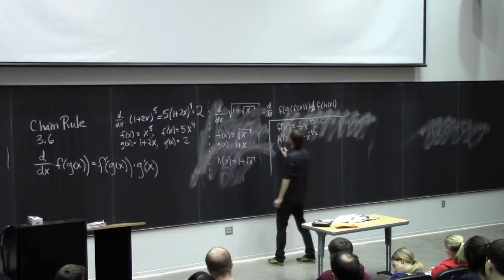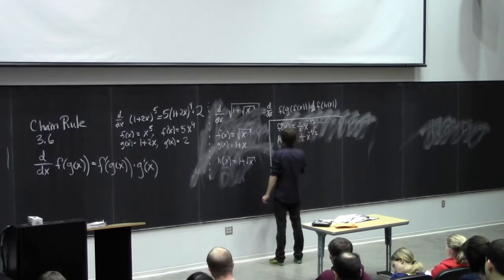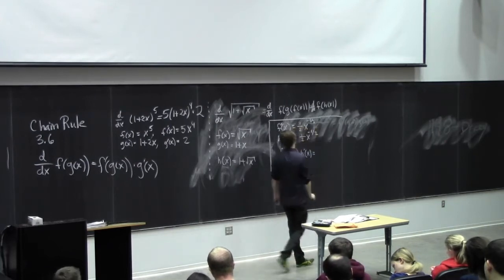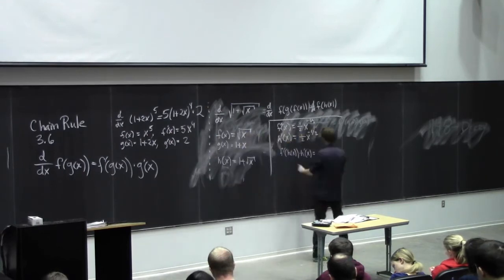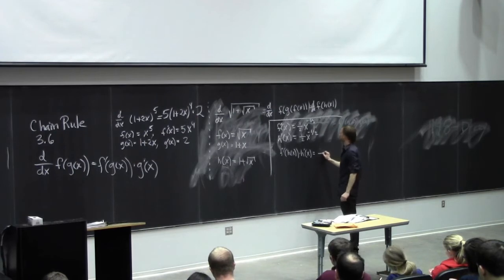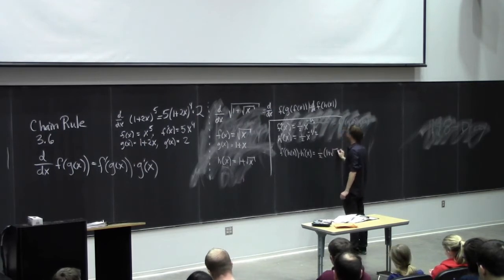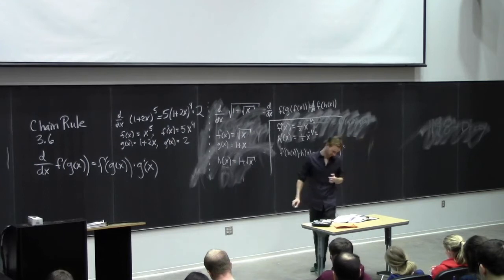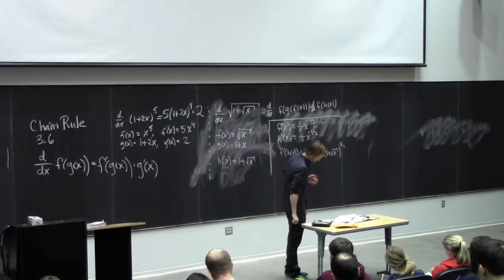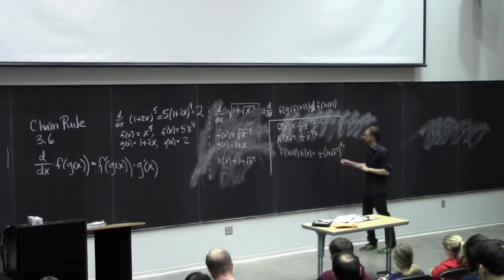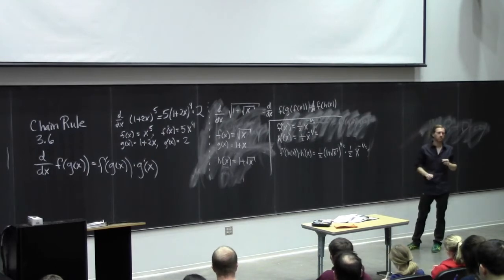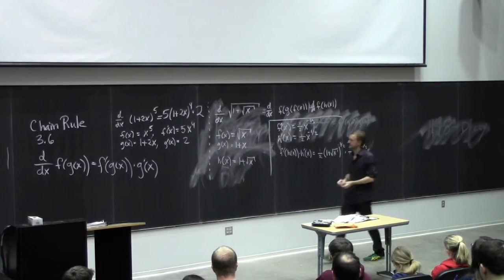So now, f prime of h of x times h prime of x is equal to 1/2 times (1 plus square root of x) to the minus 1/2, times 1/2 x to the minus 1/2. People are telling me that's correct, and I believe them.